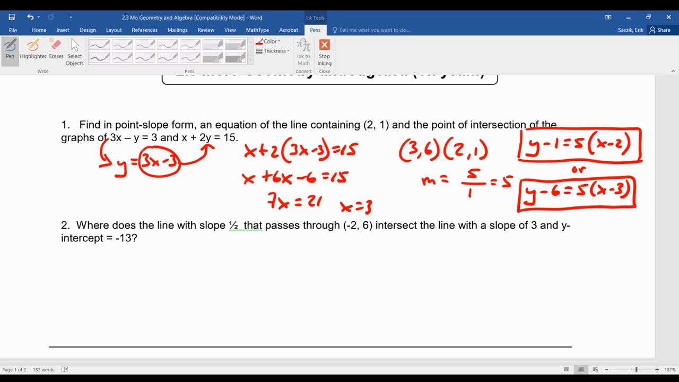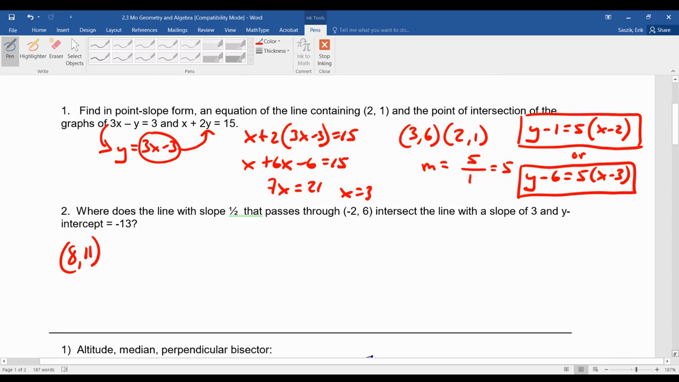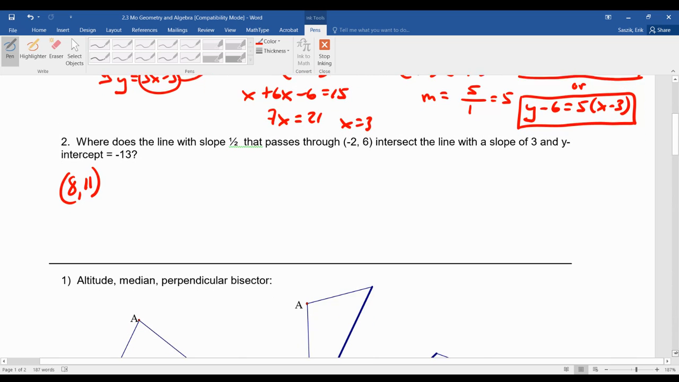This one here I'm not going to do. You can check my solution sheet for a fully worked out problem if you like. Okay, it should be fairly straightforward. You're solving a system. You do have some fractions in there, but you should get an answer of (8, 11). Okay.